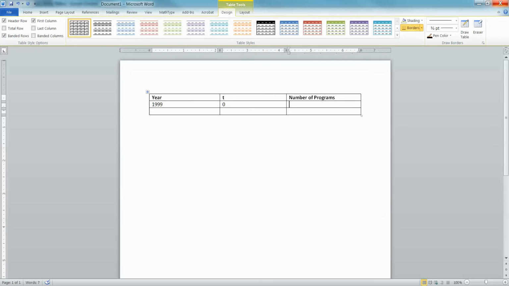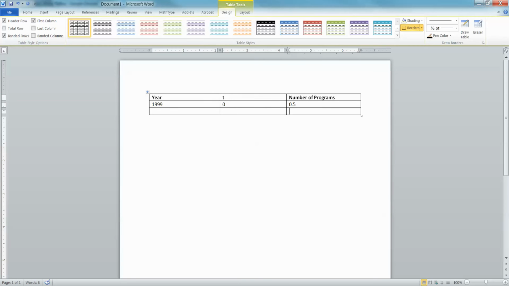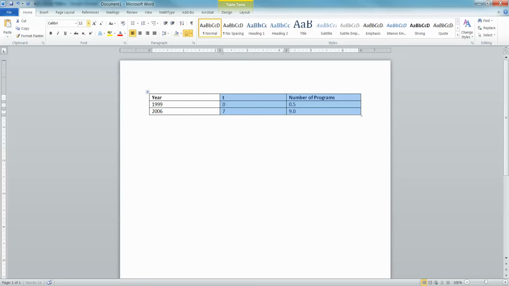And then in that time, they said it was 0.5, I believe. Let me go back. Yeah, 0.5 in 1999 and 9.0 thousand in 2006. So it's going to be 9.0 in 2006. Well, if I've set up 1999 to be my starter year, this is actually 7 years later. So this portion of the table is what I'm actually going to use to create my function, because I need to have a function in order to make this work.